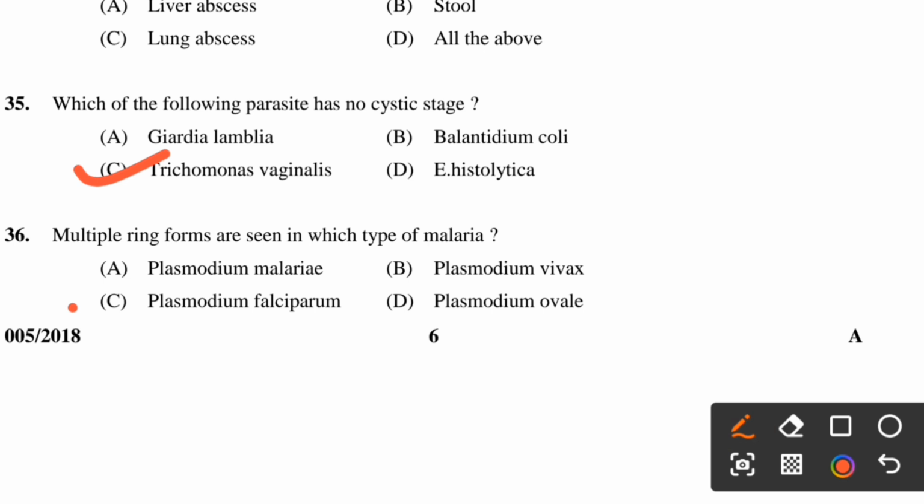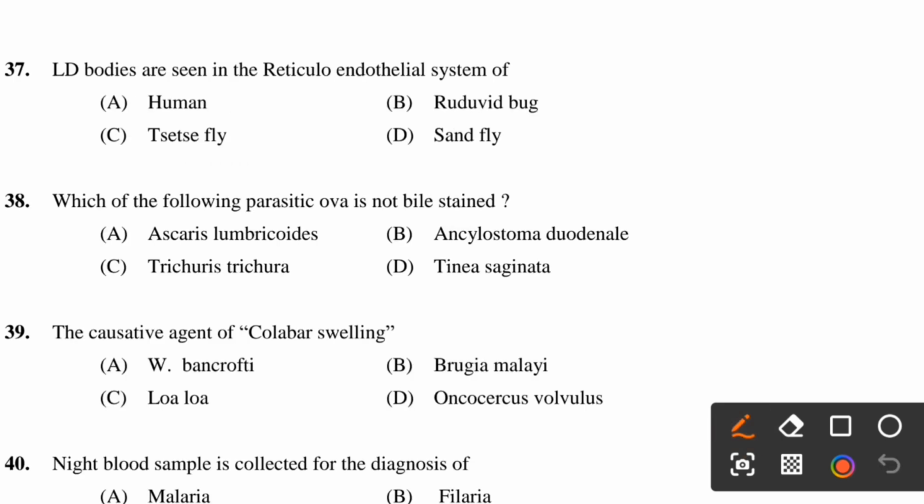Next question, multiple ring forms are seen in which type of malaria? Plasmodium malariae, Plasmodium vivax, Plasmodium falciparum, Plasmodium ovale. The right answer is option C, Plasmodium falciparum. Next one, LD bodies are seen in the reticuloendothelial system of: human, reduviid bug, tsetse fly, sandfly. LD body means Leishmania donovani bodies and it is seen in human.